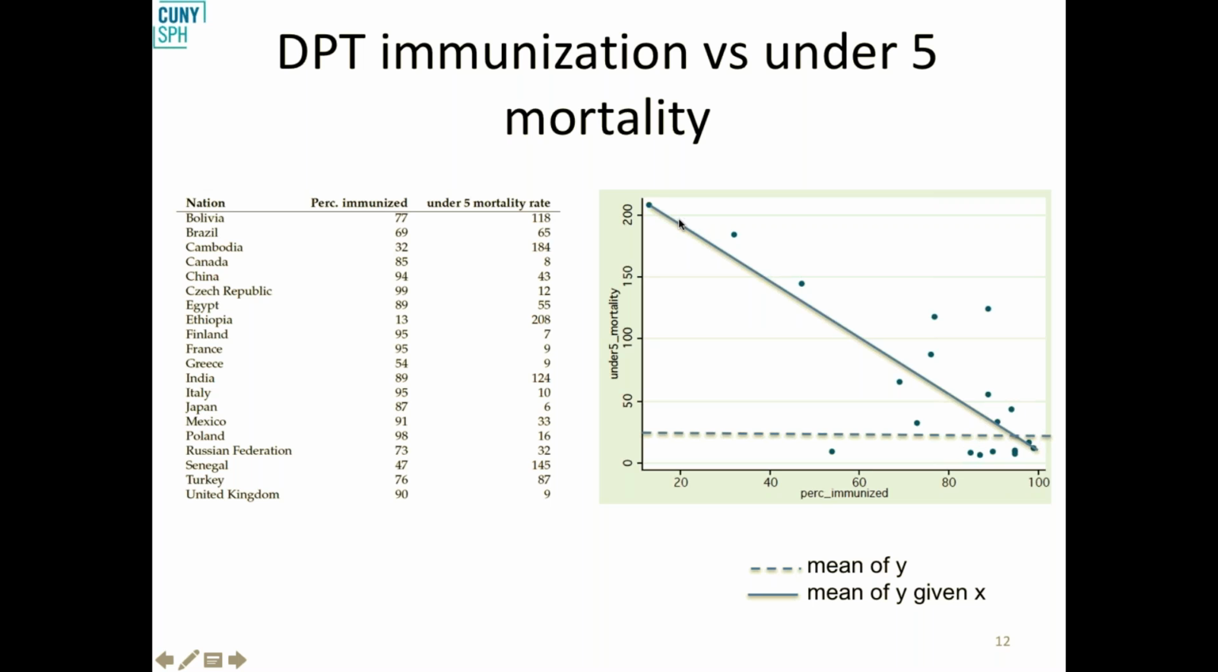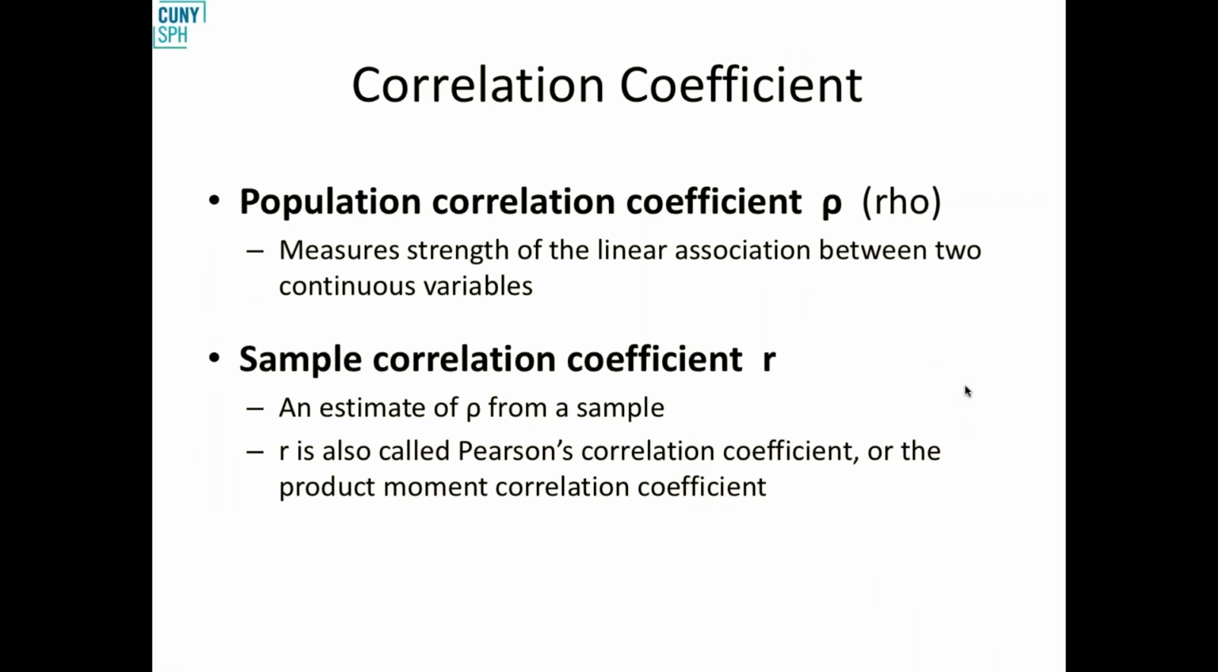So this is a strong negative correlation. The higher the percentage of immunization, the lower the under 5 mortality rate. I think just when I stopped, we were starting to mention that we use the same terminology here as we do in all the other statistics that we work with. The statistic that represents correlation, we call it R, or Pearson's R correlation. When we talk about the population correlation coefficient, then it's rho.